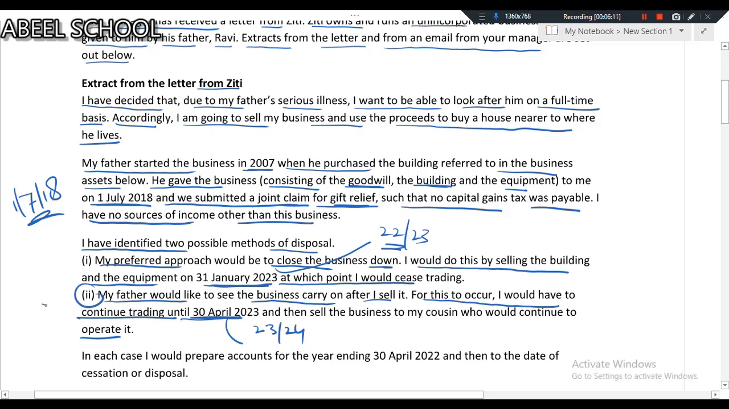Now, point number 2, he's going to sell the business with the valid going concern assumption. In point number 2, he is going to get the consideration against goodwill as well, and that goodwill will result in capital gain as well. But in point number 1, there is nothing called goodwill, because once you close the business, your business does not have any goodwill.